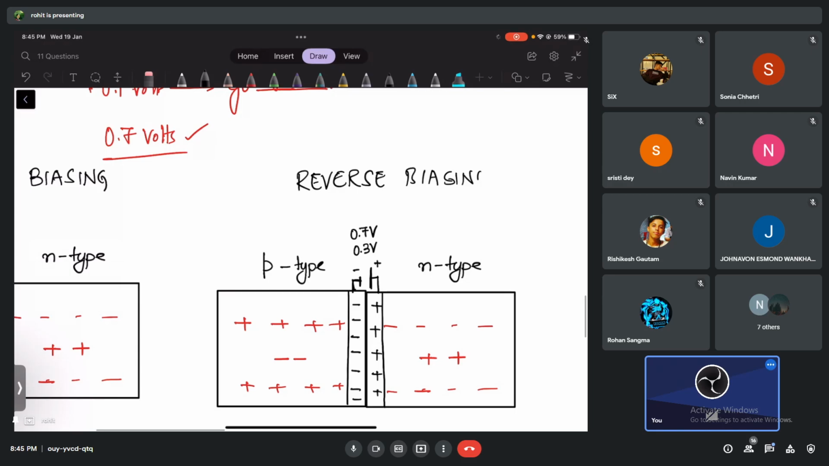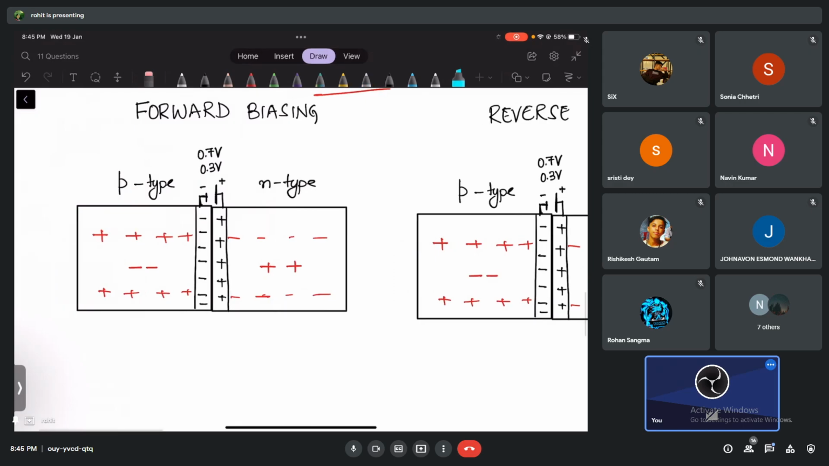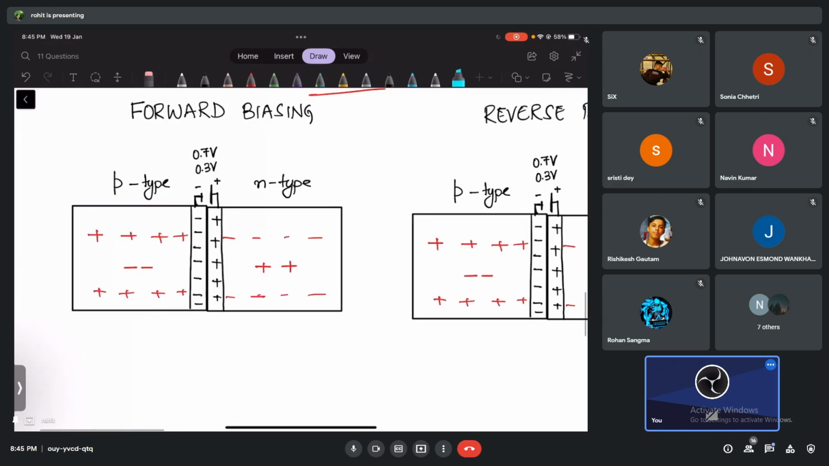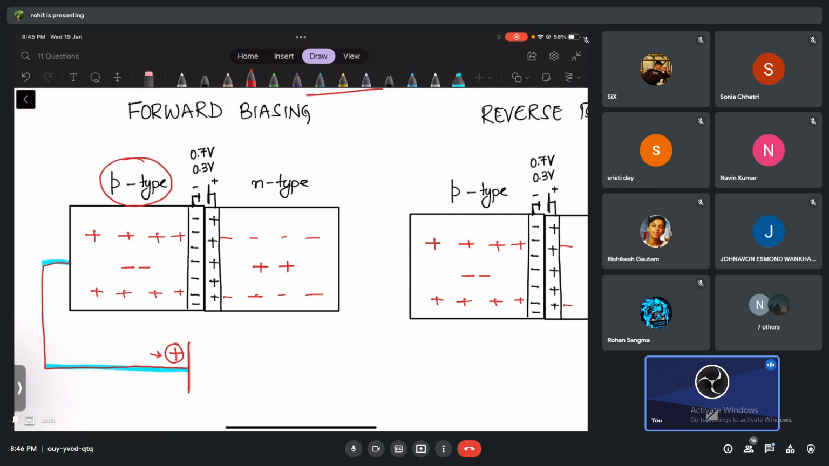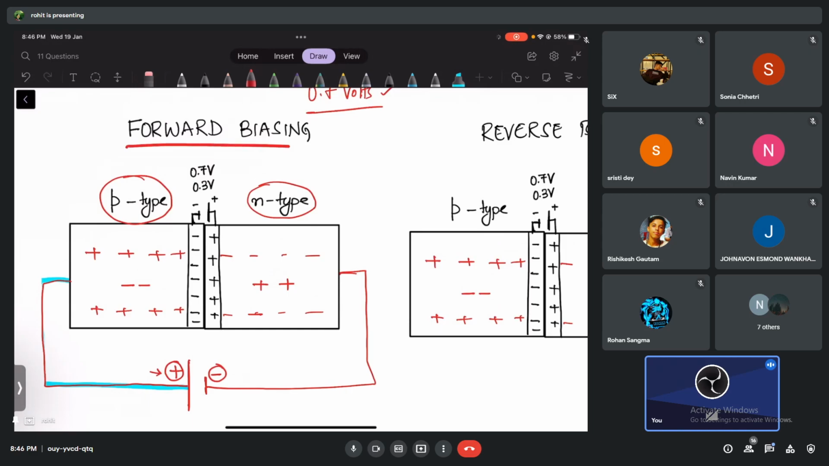It's a very simple thing. If I take a PN junction diode, both sides are there. I take the P side and connect it to the positive terminal of an external battery, and the N side is connected to the negative terminal of the external battery. This connection, the way we have connected it, is known as forward biasing. I think this part is clear.